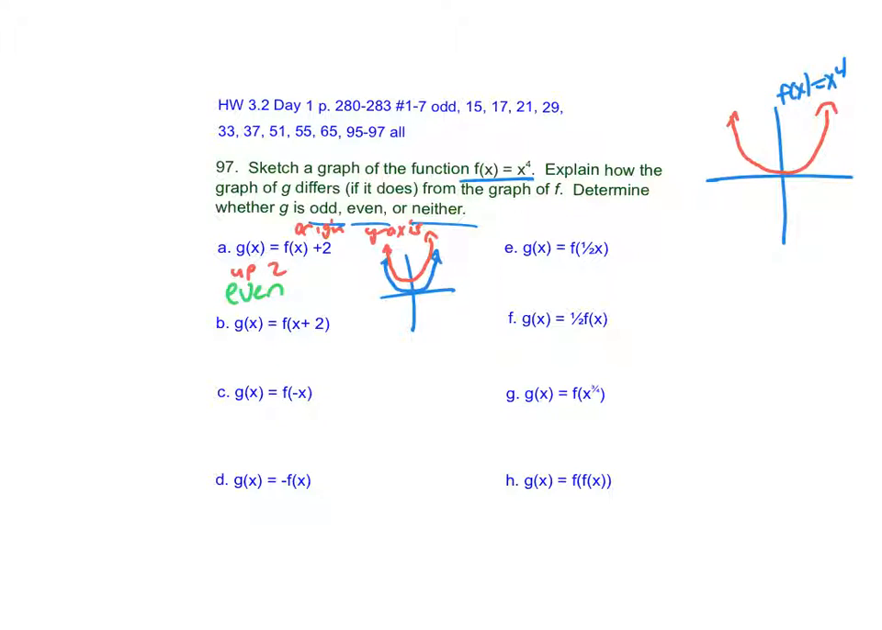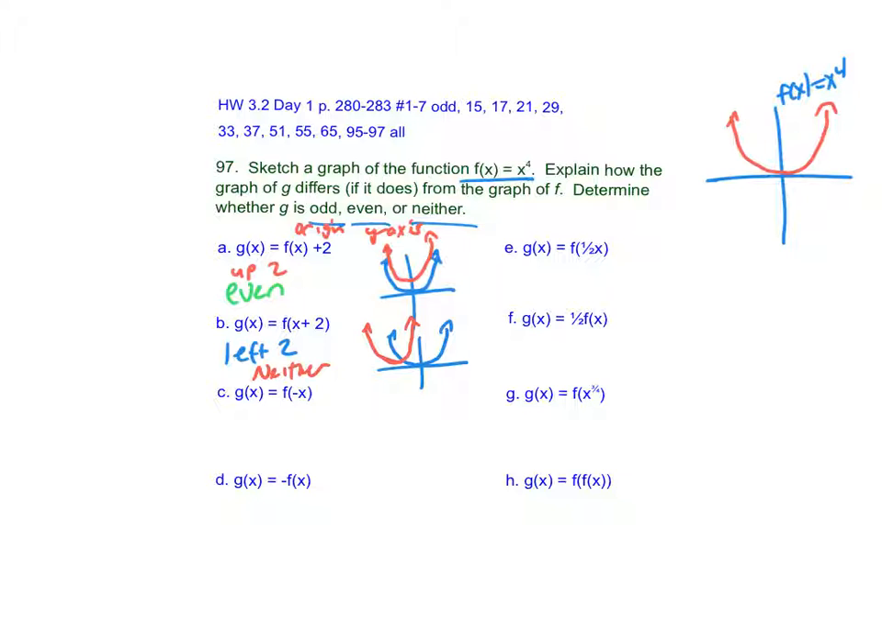Letter B, we're going to take f of x plus 2. This is a shift of the graph left 2. If I shift my original graph left 2, so this is my original graph, and then if I shift it left 2, it's going to move over this way, right? And that graph is going to be neither. It's no longer going to be even, and it's not going to be odd.